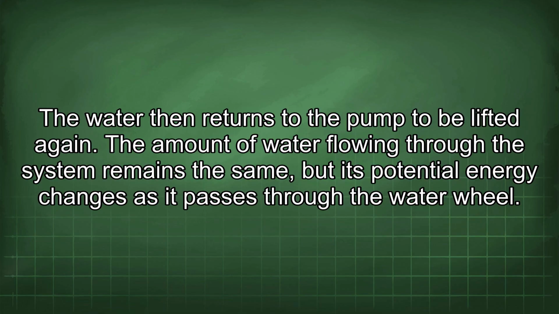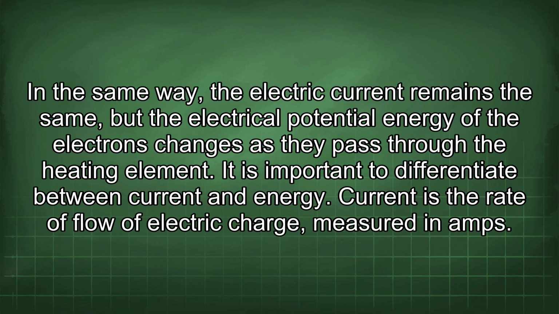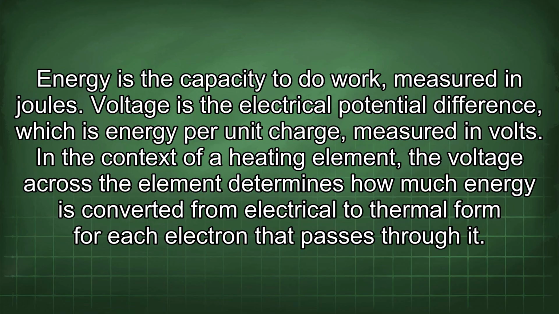The amount of water flowing through the system remains the same, but its potential energy changes as it passes through the water wheel. In the same way, the electric current remains the same, but the electrical potential energy of the electrons changes as they pass through the heating element. It is important to differentiate between current and energy. Current is the rate of flow of electric charge measured in amps. Energy is the capacity to do work, measured in joules.